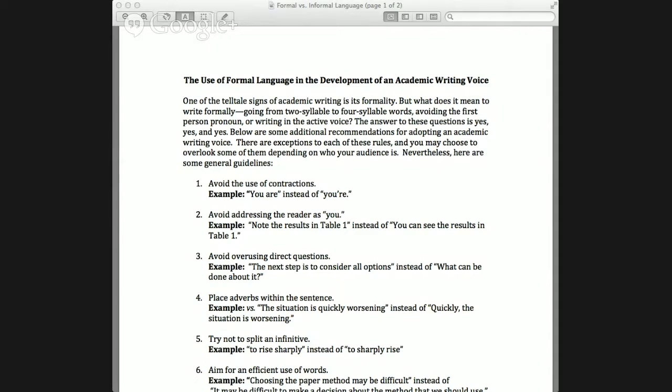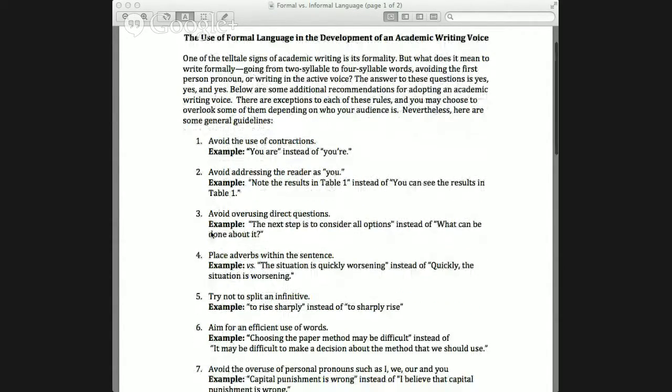Okay, so let's start with this first one here. This might be familiar to you. In more formal writing, you generally want to avoid the use of contractions. So instead of saying, "You're going to the party tonight," you would say, "You are going to the party tonight." "They're interested in a lot of things." The more appropriate formal way to say that would be, "They are interested in a lot of things."